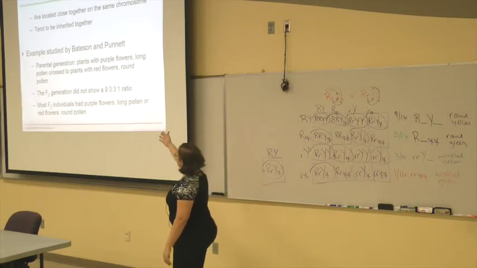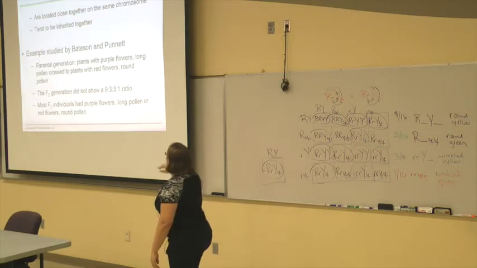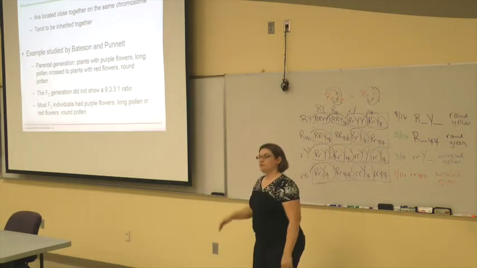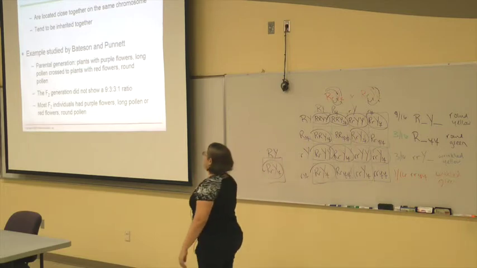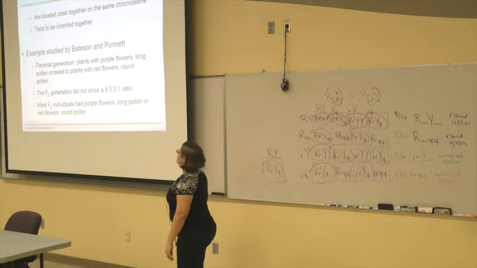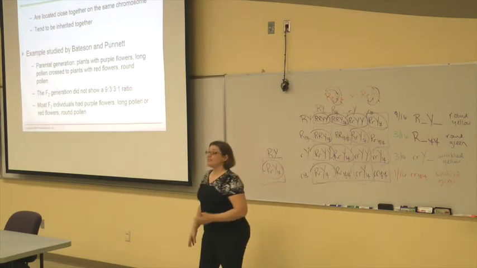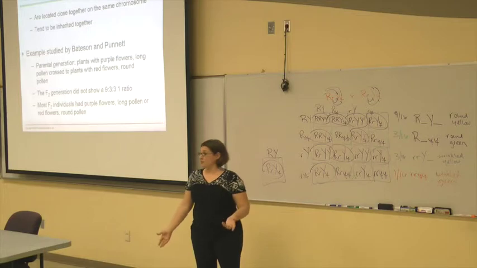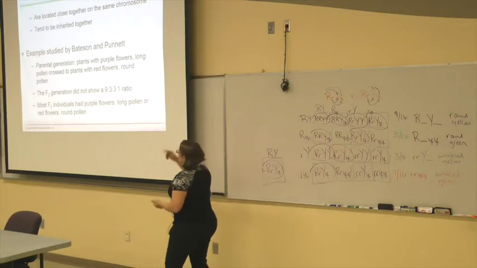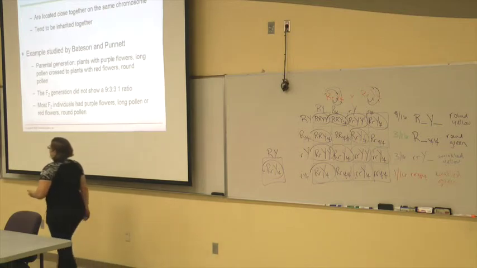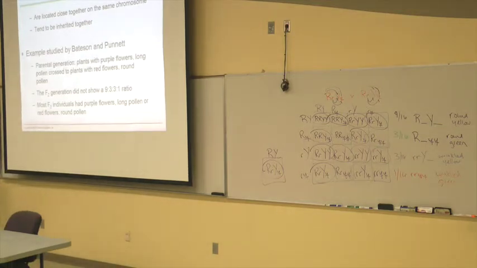And this experiment was performed by Bateson and Punnett, who the Punnett square was named after. They found an example of the inheritance of plant traits in which there was actually gene linkage, and that defied Mendel's law of independent assortment and defied the predicted 9 to 3 to 3 to 1 phenotypic ratio. Okay, so in this case they had parents where one plant had both dominant traits, purple flowers and long pollen, crossed with a plant that had the recessive traits of red flowers, round pollen.